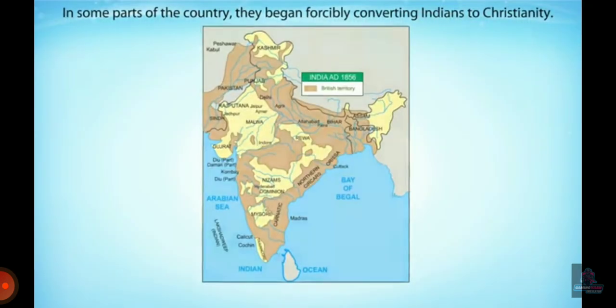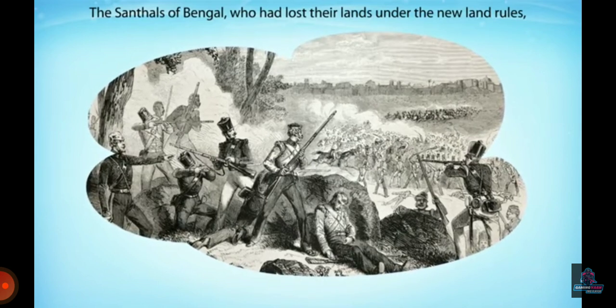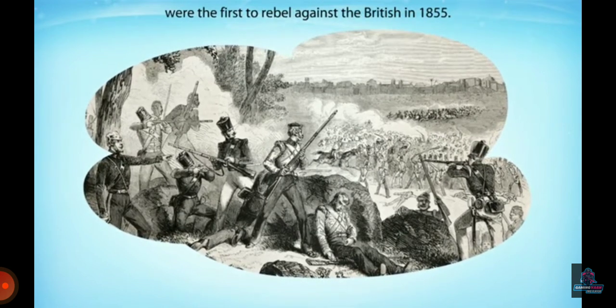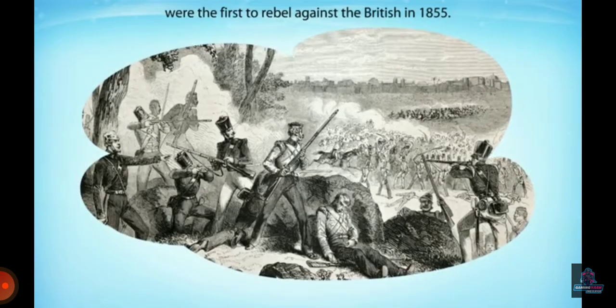The Santals of Bengal, who had lost their lands under the new land rules, were the first to rebel against the British in 1855. So slowly the movement started from the Santals. They started because they lost their fields. They were the first to rebel. Rebel means opponent, against the British.